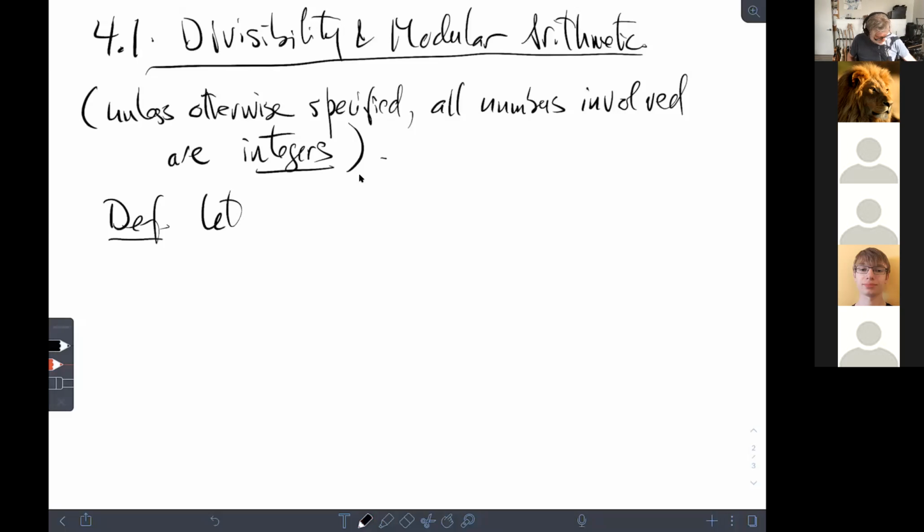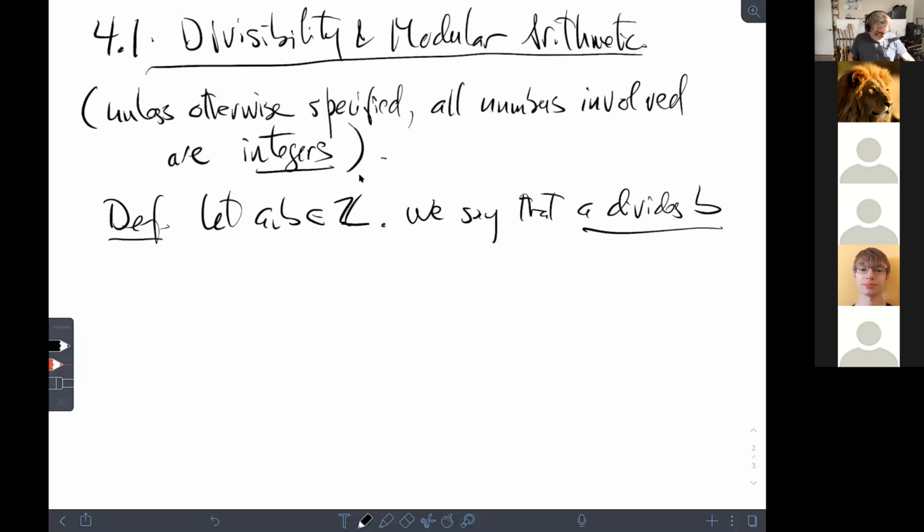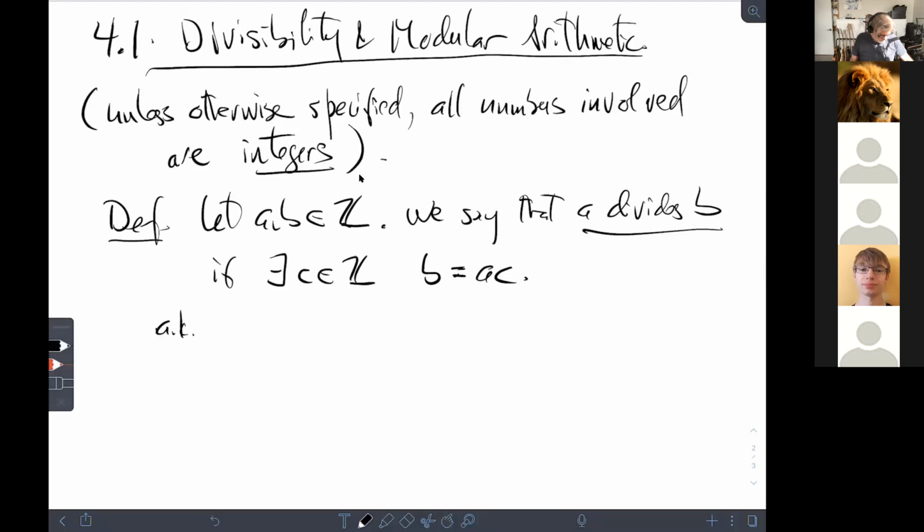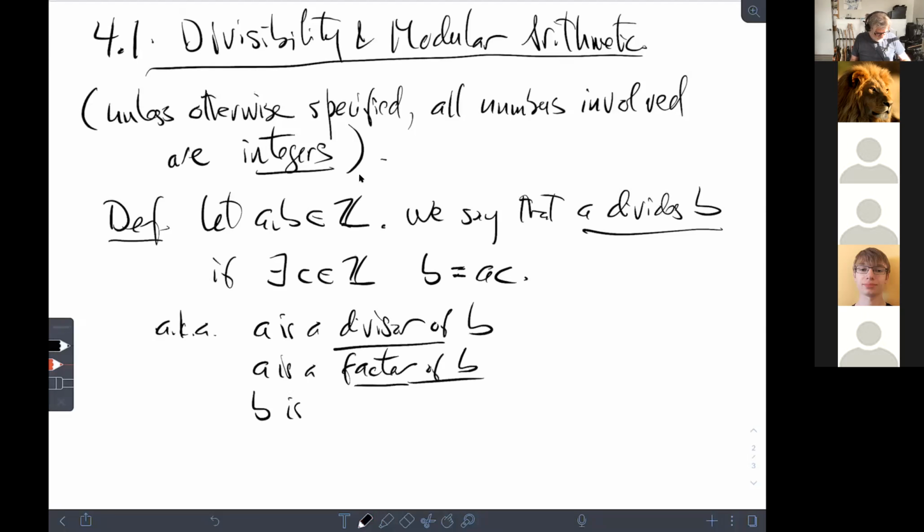Here is our first definition. I have two integers, A and B. Then we say that A divides B if there exists, and I'll be using the quantifiers to go a little faster, some integer C such that B equals A times C. Another way of saying this is that A is a divisor of B, A is a factor of B. You will also see B is a multiple of A. You know what this is. You've seen this before.